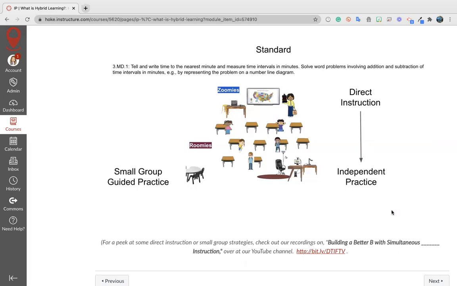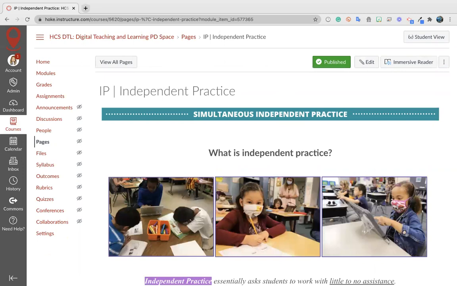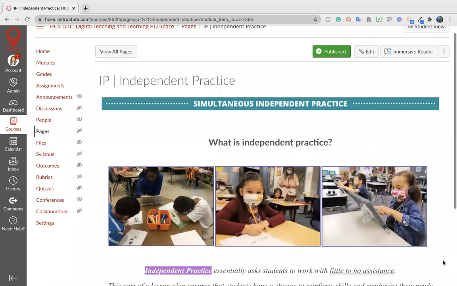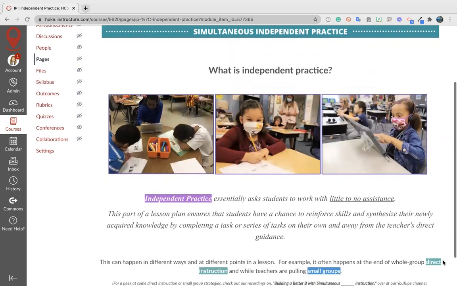So again, we're going to be talking about independent practice during this hybrid situation. What do we mean when we say independent practice? When we say independent practice, we're talking about when we're asking students to work with little or no assistance. And sometimes that is scary. We know our kids need us sometimes, but they also need to have a little bit of productive struggle. If they just got this new skill, they need a chance to use that. And it's okay to make a mistake or fail. That's where the learning happens.